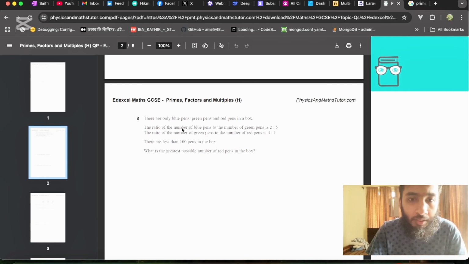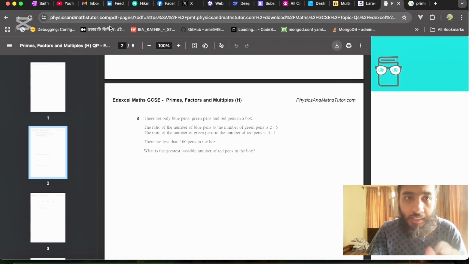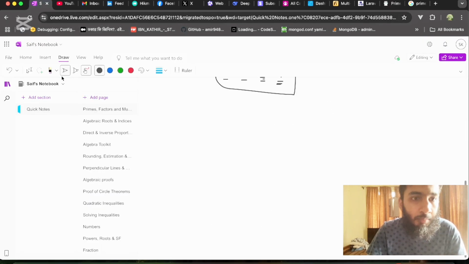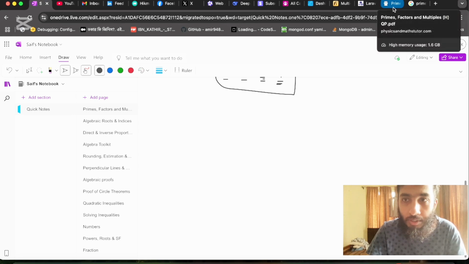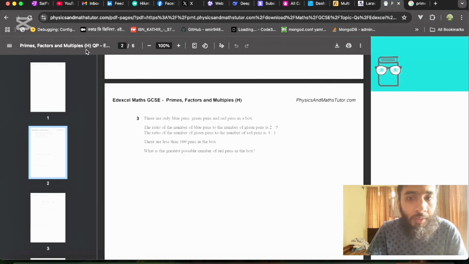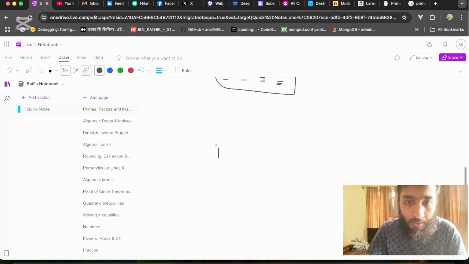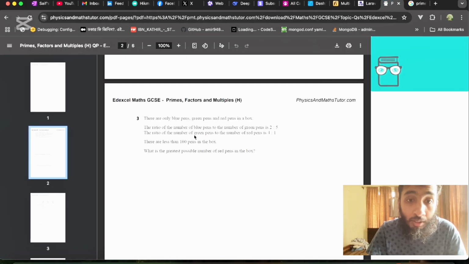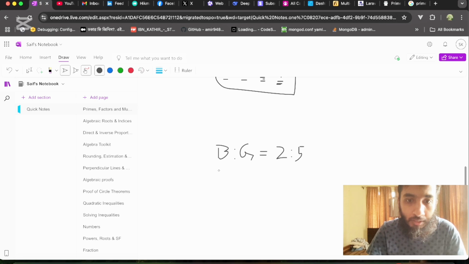So the two ratios are given. If I try to solve this problem, what is the information given? The ratio of the number of blue pens to the number of green pens is 2:5. This is the ratio given. And the ratio of the number of green pens to the number of red pens is 4:1.